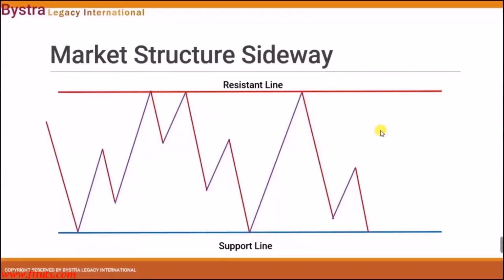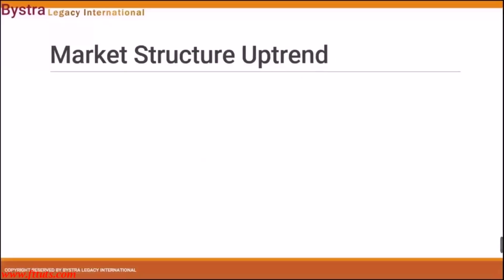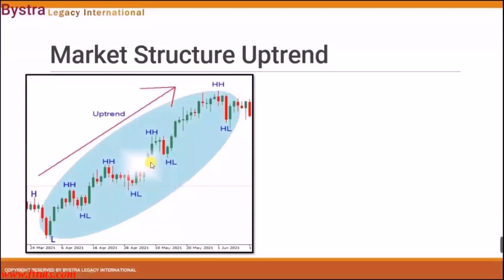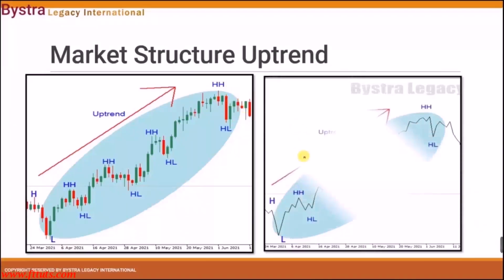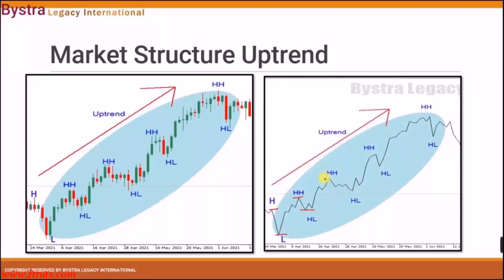Now let's look at the example of the MT4 chart. Here on the market structure uptrend, we can see in the MT4, it creates a high, low, higher high, higher low, higher high, higher low. Same goes on and keeps going on doing the same structure. Now if we change it to the line chart, we can see even clearer. So this is your high, this is your low, your higher high, higher low, higher high, higher low, and continue. The uptrend will only have these four structures, which are the high, low, higher high, and higher low.